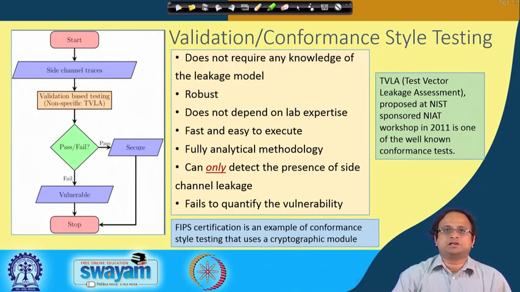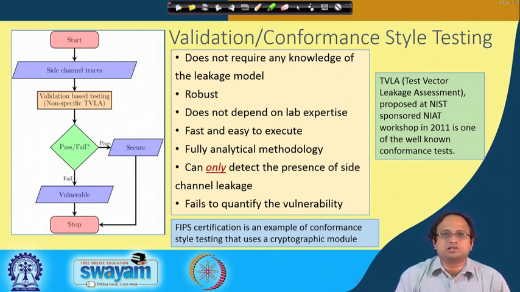So now, after having an overview of the first standard, we will look into what is called the fifth certification strategy. This is again what is called validation or conformance style testing, as opposed to evaluation style testing. Here we assume that the attacker does not know or does not require any knowledge about the leakage model. So in some sense it is a black box testing.